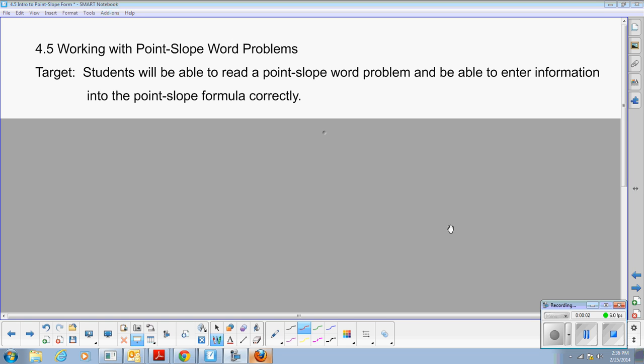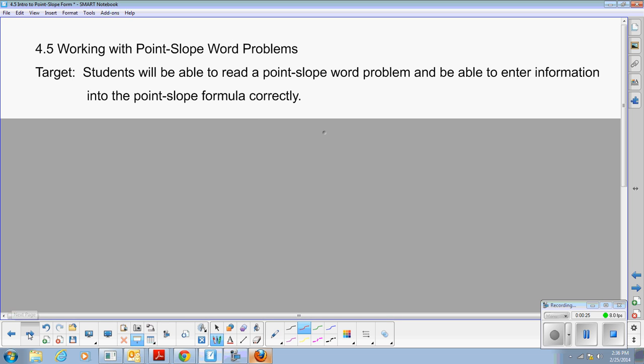Third activity from lesson 4-5, working with point slope, is actually working with point slope word problems. What I want you to be able to take from this is that you can read a point slope word problem and be able to take the information and put it into the point slope formula correctly. And then once you do that, you can use your skills of turning the equations into slope intercept or standard form, depending upon what the direction asks you to do.